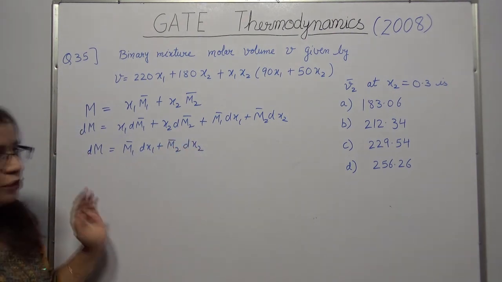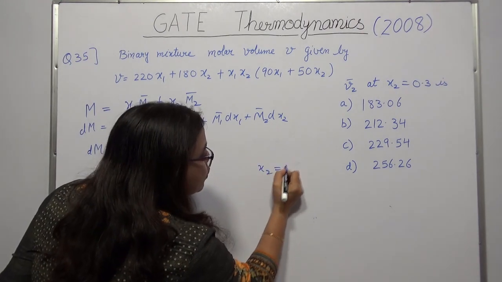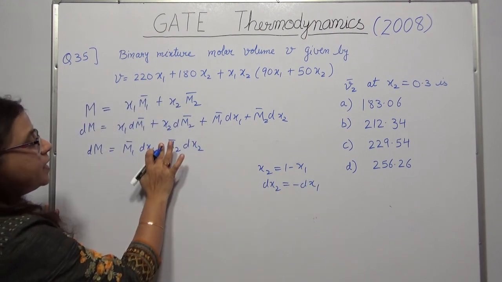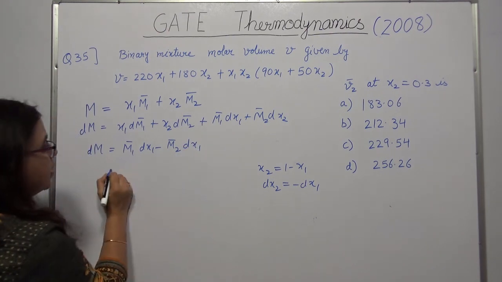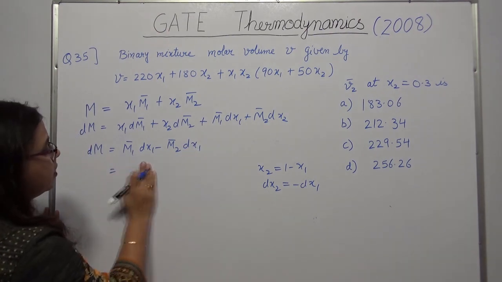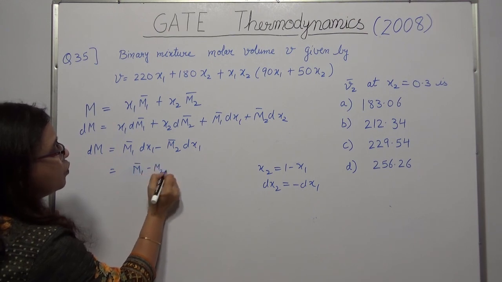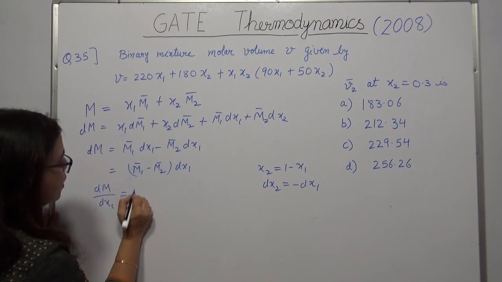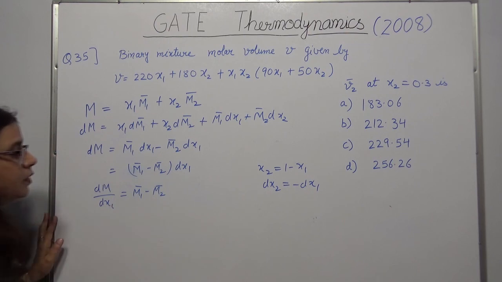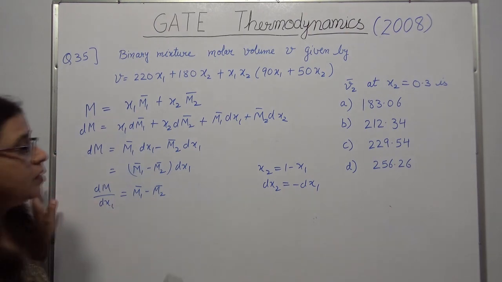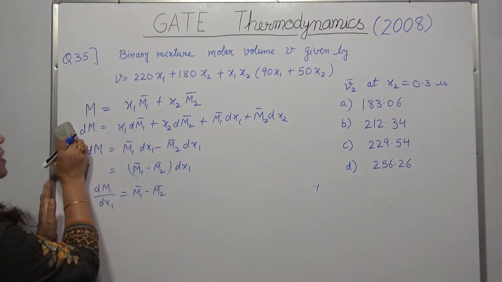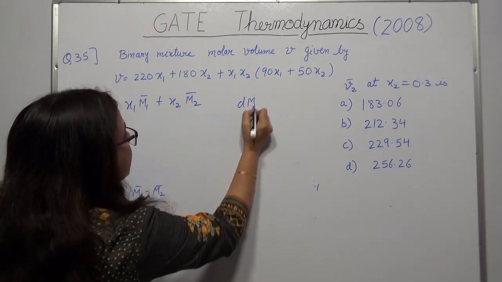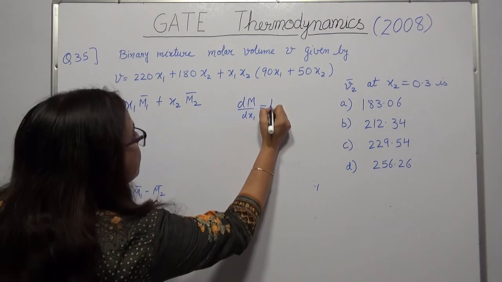Since this is a binary solution, I know that x2 is equal to 1 minus x1, or I can write dx2 is equal to minus dx1. So instead of dx2 I can write minus dx1. If I take dx1 common, I can write (m1 bar minus m2 bar) dx1, or dM by dx1 is equal to m1 bar minus m2 bar. I am going to retain just this equation on the board and erase everything else.